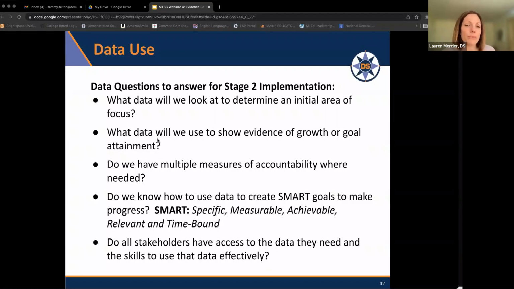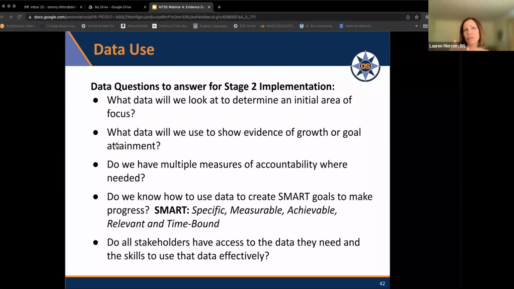Next, we need to consider if we have multiple measures of accountability where they're needed. Remember that we're trying to build a strong accountability system. So if we're focusing on improving behavior and the overall climate in our school, do we actually have measures of accountability from various stakeholders? And again, I come back to 360 work. You've got to bring in all of your stakeholders, right? We also need to ask ourselves if teams and educators know how to use data to create SMART goals to move the process along, right? We'll spend a little bit of time discussing that in a minute.